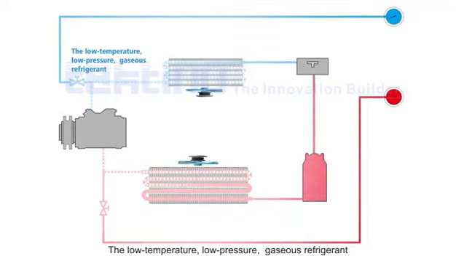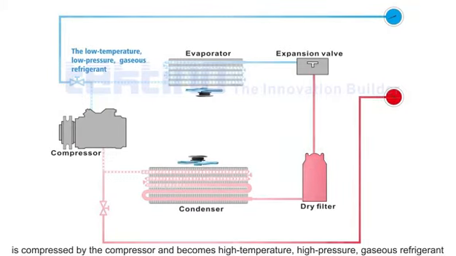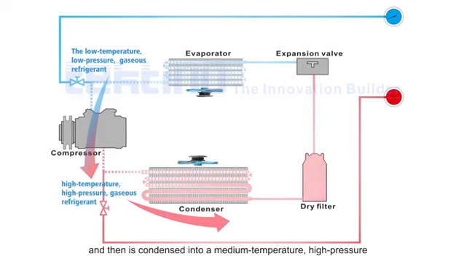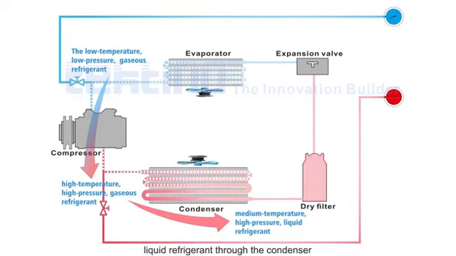The basic working principle of air conditioner. The low temperature, low pressure, gaseous refrigerant is compressed by the compressor and becomes high temperature, high pressure, gaseous refrigerant, and then is condensed into a medium temperature, high pressure, liquid refrigerant through the condenser.